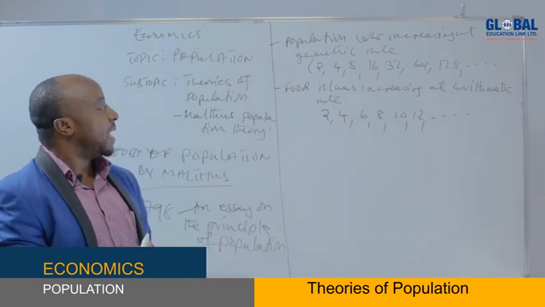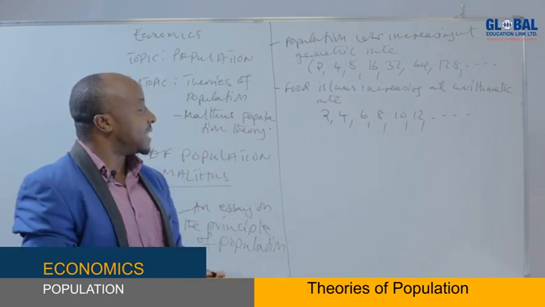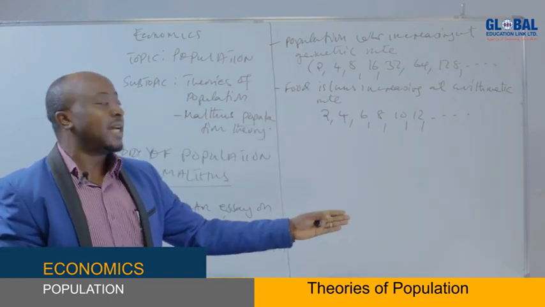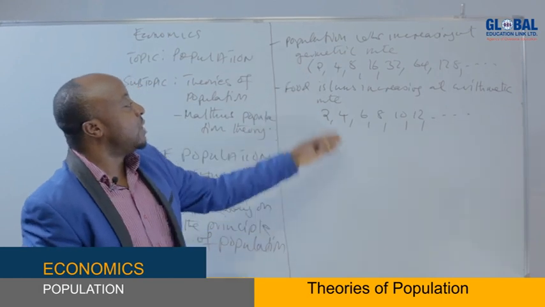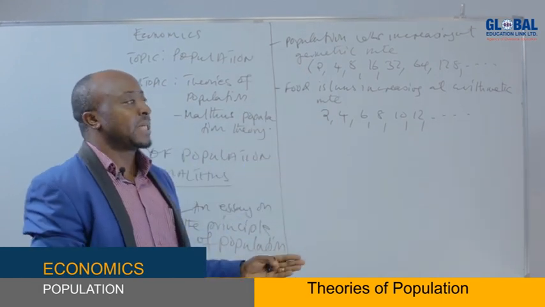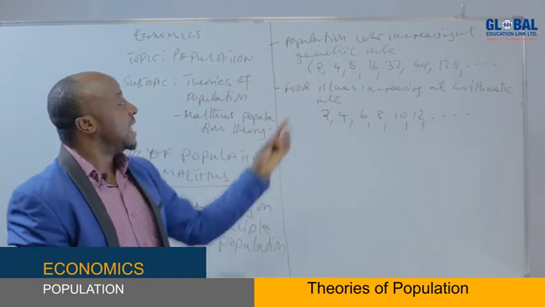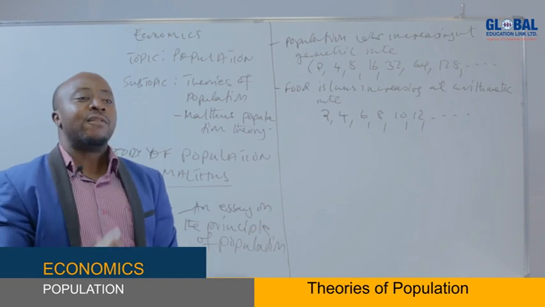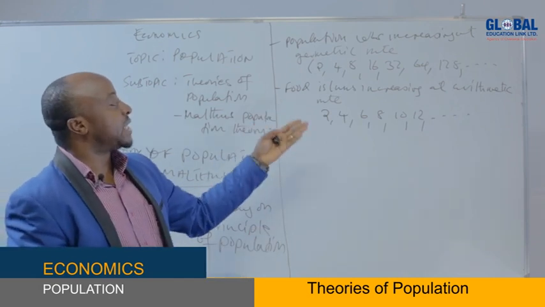So according to him, it could reach a time when there will be a misbalance between food and the population, because population is increasing very fast. So it will reach a time when there will be disequilibrium between food supply and the population, because these two are increasing at different rates. This one is increasing faster than this one. So it will reach a time when food supply will be less than the amount of population which is there.